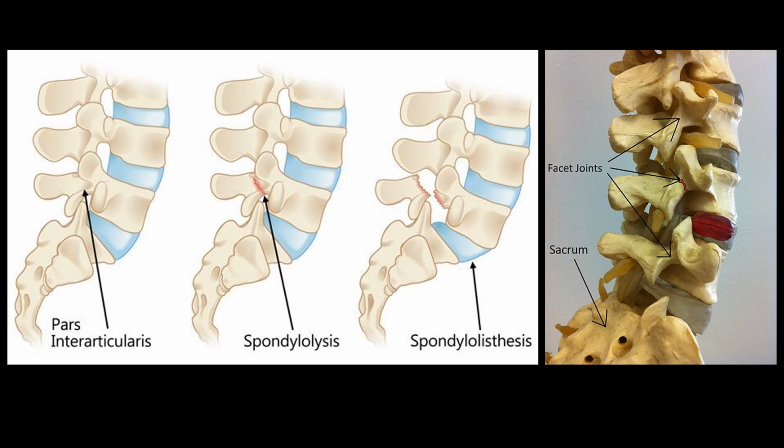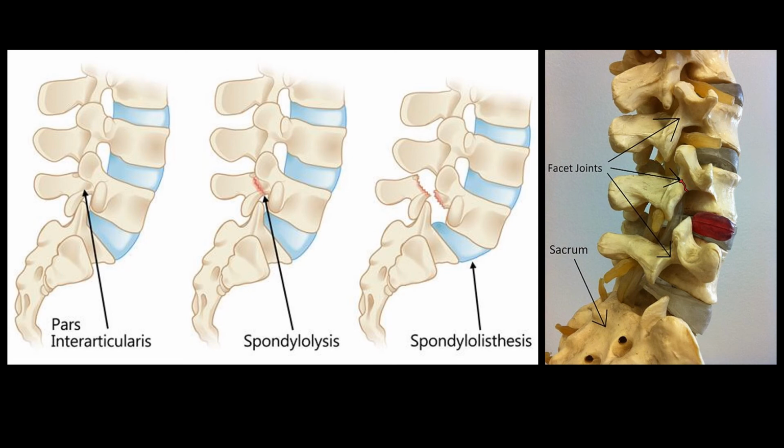So these are essentially fractures, potentially even fatigue or stress fractures through that area of the pars interarticularis. Spondylolysis would indicate a fracture through the pars interarticularis. It could be either unilateral or bilateral, but there's no appreciable movement of that vertebral body relative to its neighbors.